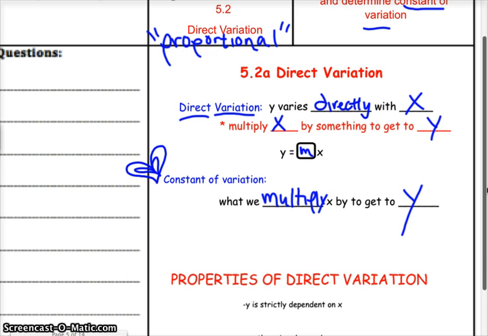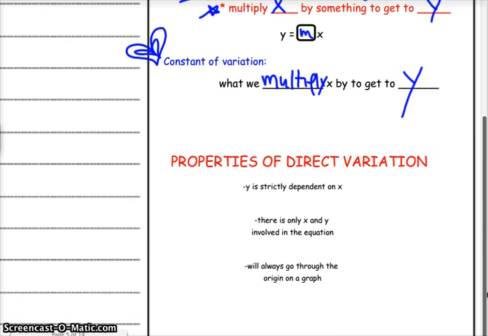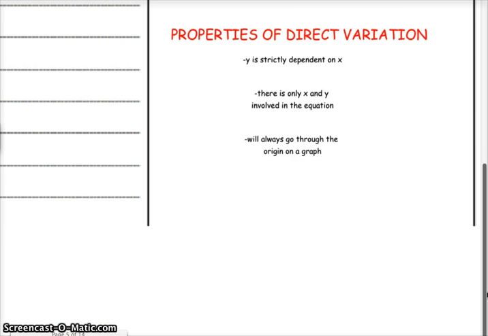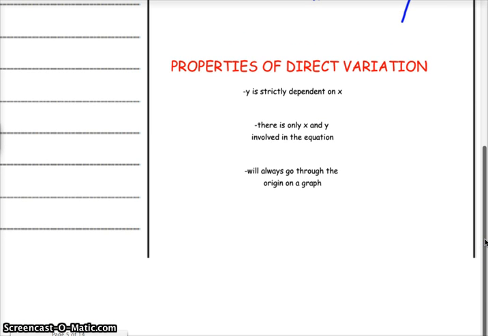What I'm saying here, you can identify proportional or direct relationships by seeing if y is varying directly with x. That means this statement: do we multiply x by something to get to y? You don't add or subtract something. You always only have the y and x. Here's some properties associated with direct variation. Y is strictly dependent on x. That means no adding or subtracting something.